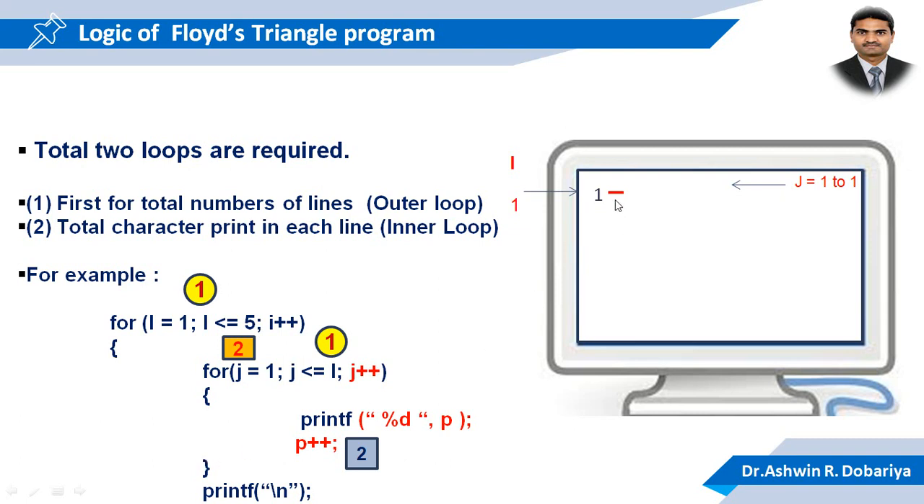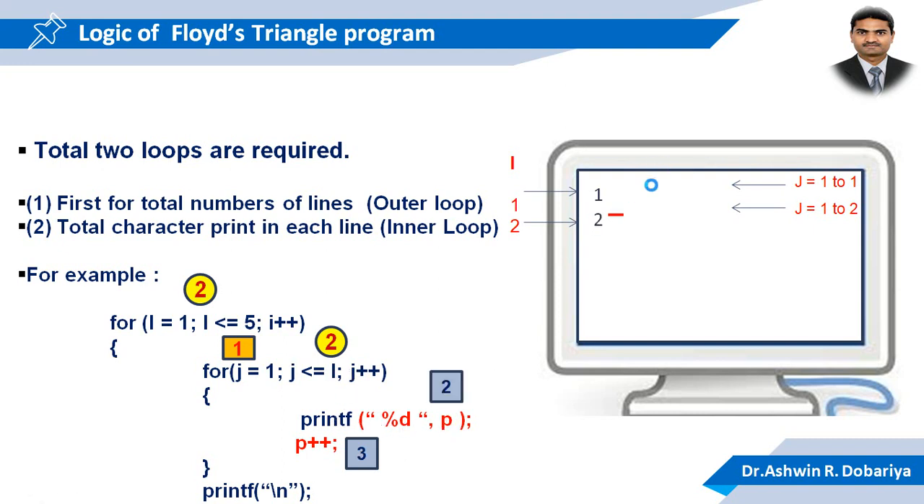Now we want to move the cursor to the next line, so after this loop, printf("\n") will execute and the cursor will move to the next line. Again i will be incremented by 1, so i becomes 2. Now 2 is less than or equal to 5, the condition becomes true, and the inner loop will execute. Now j starts from 1 and j is less than or equal to 2, so this loop will execute 2 times. But now we know that the previous value of p is 2.